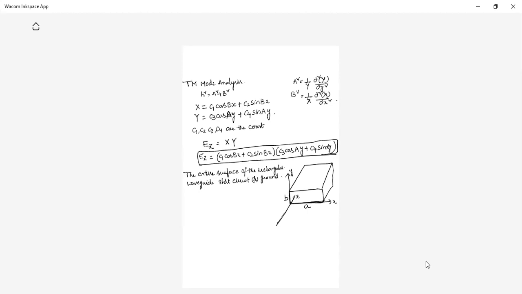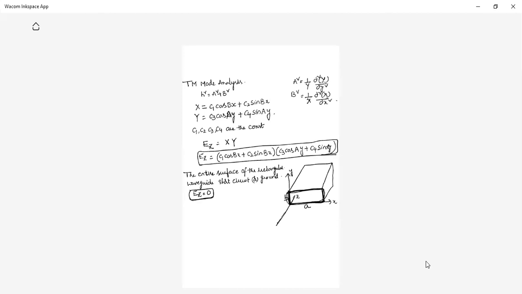Since it acts as short circuit or ground, what is the ultimate result? Ez becomes 0. It acts as ground, so the field component becomes 0 on the surface, on the boundaries. Remember, we are talking about only the boundaries, not inside. So the entire surface of the waveguide, that means the boundaries, acts as short circuit or ground, so the field becomes 0. You have to remember that point.